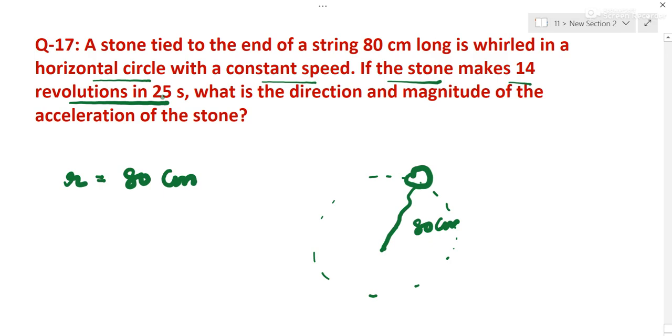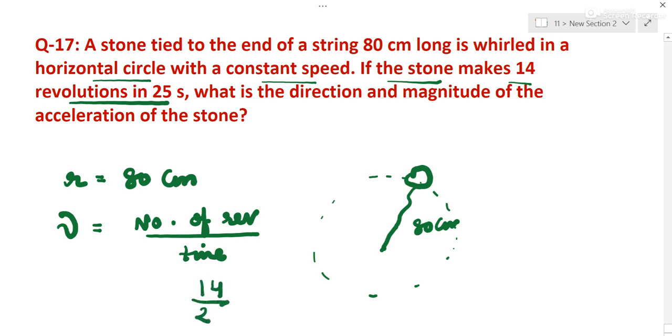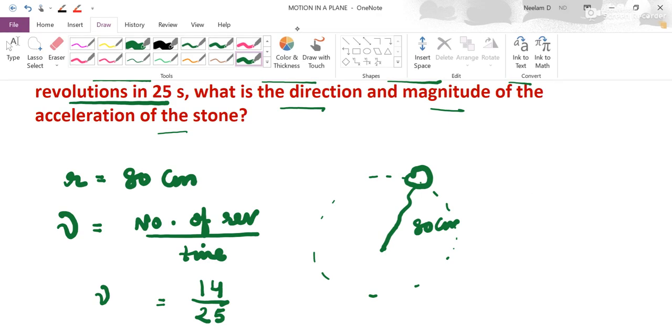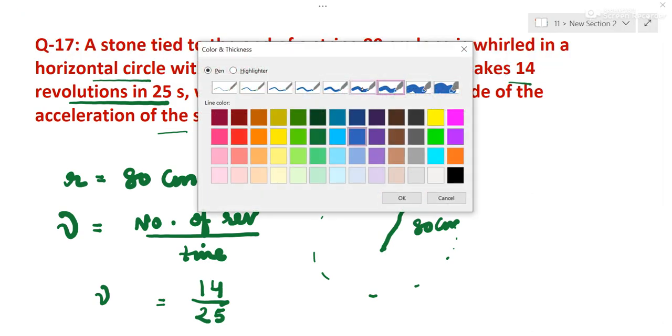So what is the frequency? Frequency will be equal to number of revolutions by time. This is frequency. So they are saying 14 revolutions in 25 seconds. So this is your frequency. What is the direction and magnitude of acceleration? So we know the formula of centripetal acceleration. We have to tell about centripetal acceleration.